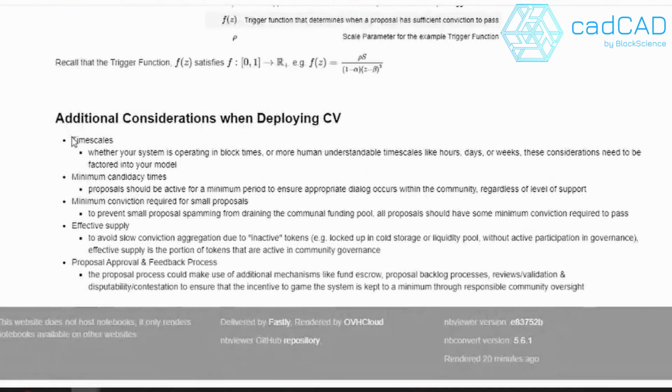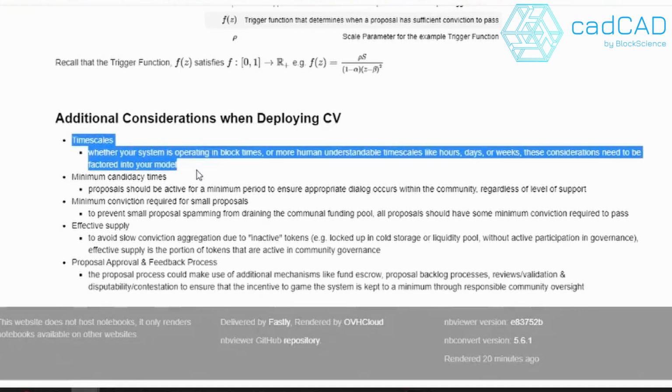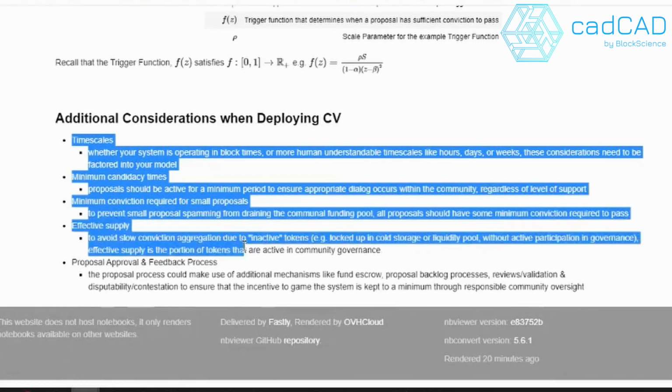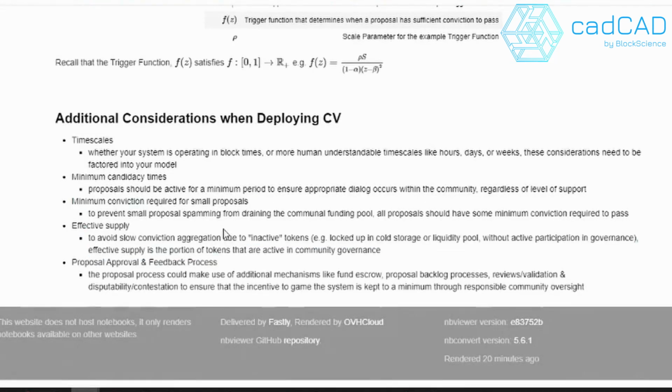We've also identified some of the important considerations when you're deploying conviction voting. One of the audiences that may be watching this video is people who are interested in deploying conviction voting in their system, so there are a lot of considerations. Maybe Andrew, you can pick one or two and give a quick introduction of what may need to be considered when using conviction voting in your system.